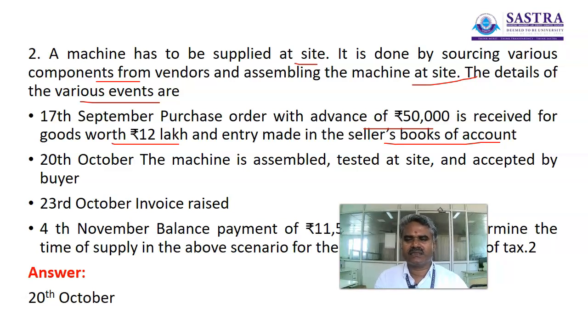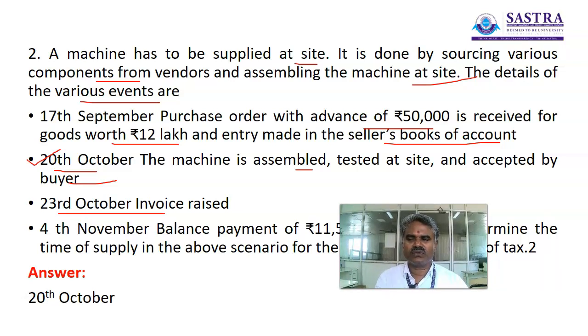So 17th September, they place an order along with 50,000 advance. They received goods worth 12 lakh, and the entry made in the seller's book of account is 12 lakh. 20th October, the machine is assembled, tested at site and accepted by buyer. So now this is the date of supply. On that date they have to issue the invoice. 23rd is when the invoice is raised.